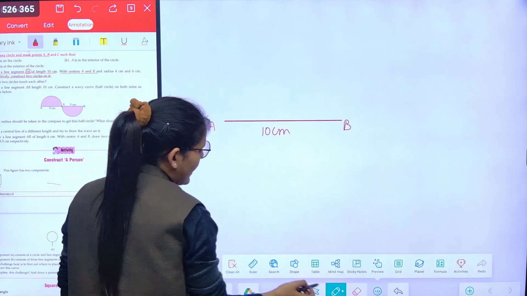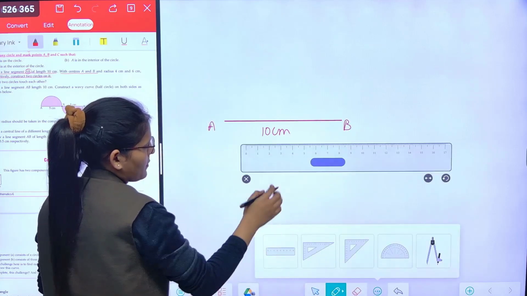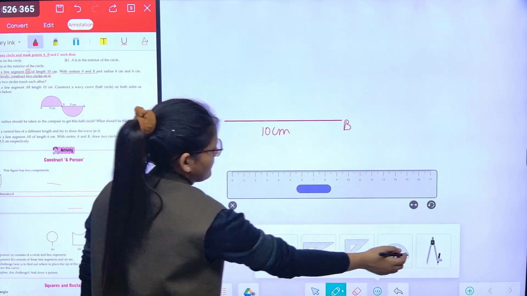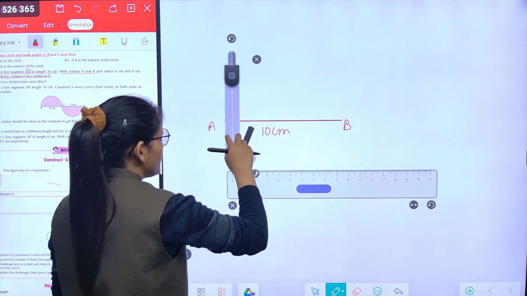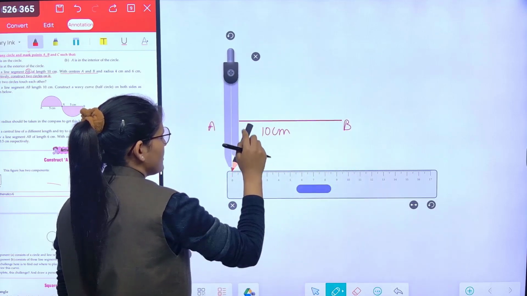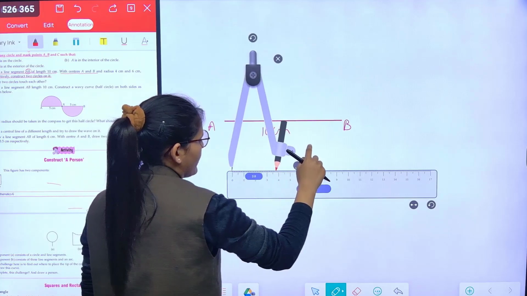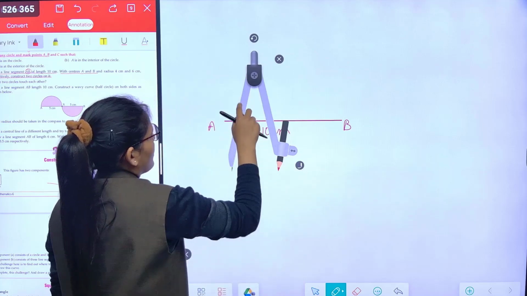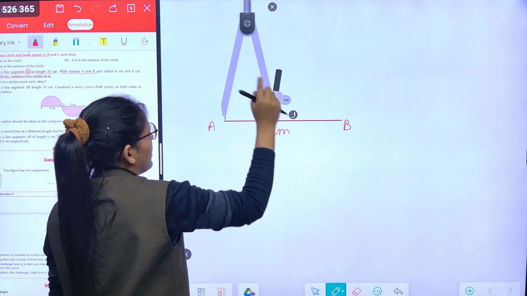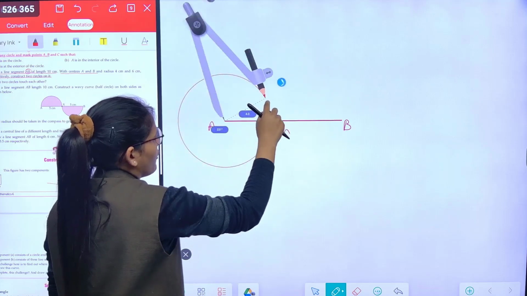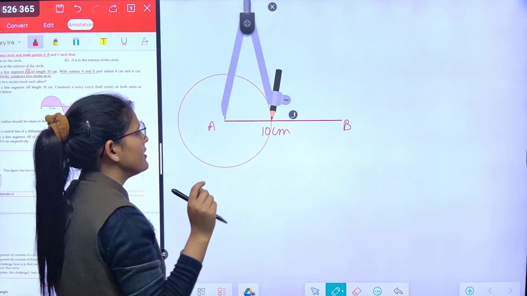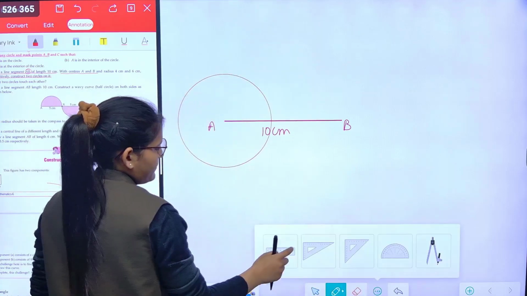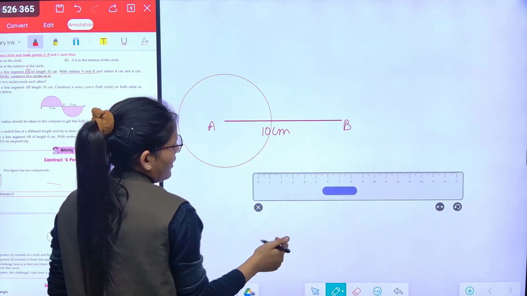Now class, again take a ruler and a compass with the radius 4 centimeter. Now class, measurement of 4 centimeter. Now put the compass here and make the circle of radius 4 centimeter. Understand? Now class, again take a ruler. Now measurement.